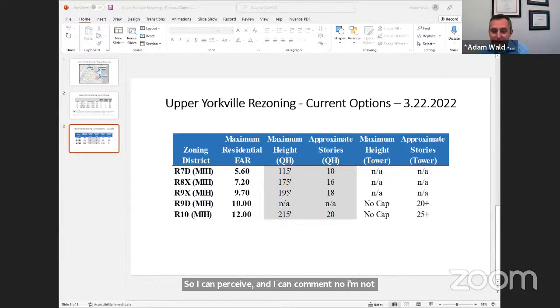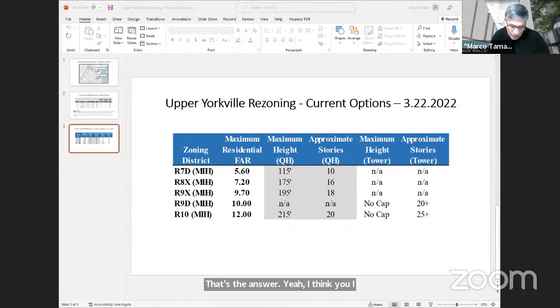MIH option 1 is 25% of the development is affordable, not less than 10% at 40% AMI, and a weighted average of 60% AMI. No income band is over 130% AMI. And for option 2, 30% of the project has to have a weighted average of 80% AMI. No income band may exceed 130% AMI. That's the answer.